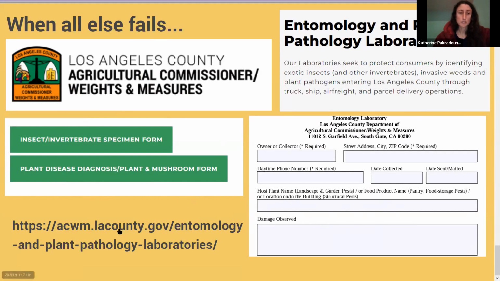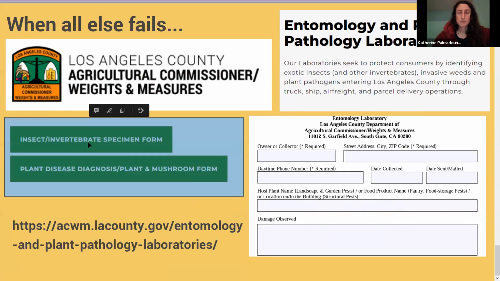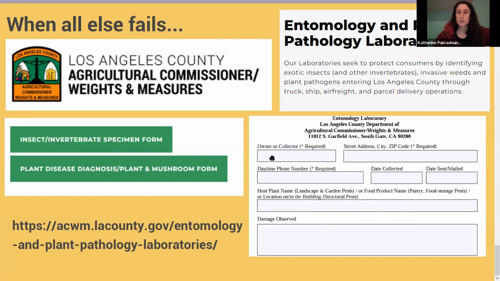You can download it. If you go to this website, you just click on your insect vertebrate specimen form or your plant disease diagnostic form. You see the form, you fill out that form, you get your sample of your plant, put it in a baggie. You're going to explain what is going on with your plant. It's turning yellow, I've tried this, or it has black spots on it and I don't know what's wrong with it. Or this is a bug I found in the bark of my tree, and these are other things that I'm seeing about the tree. I don't know what it is.